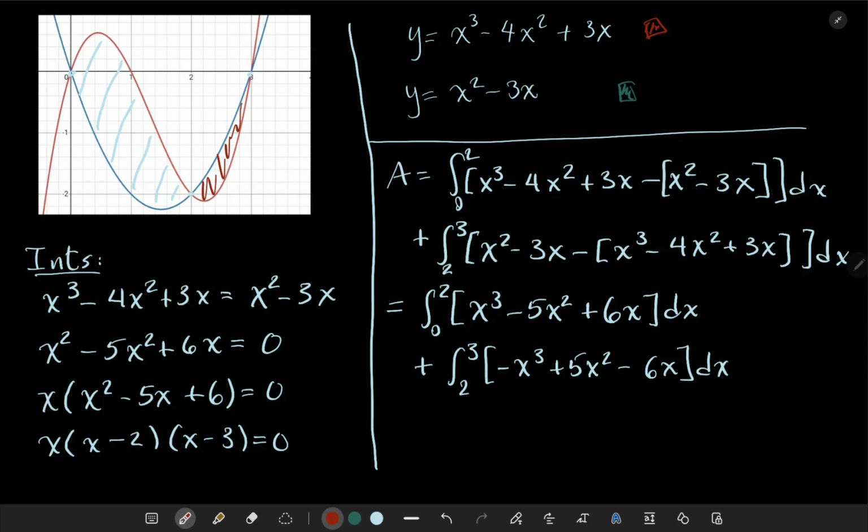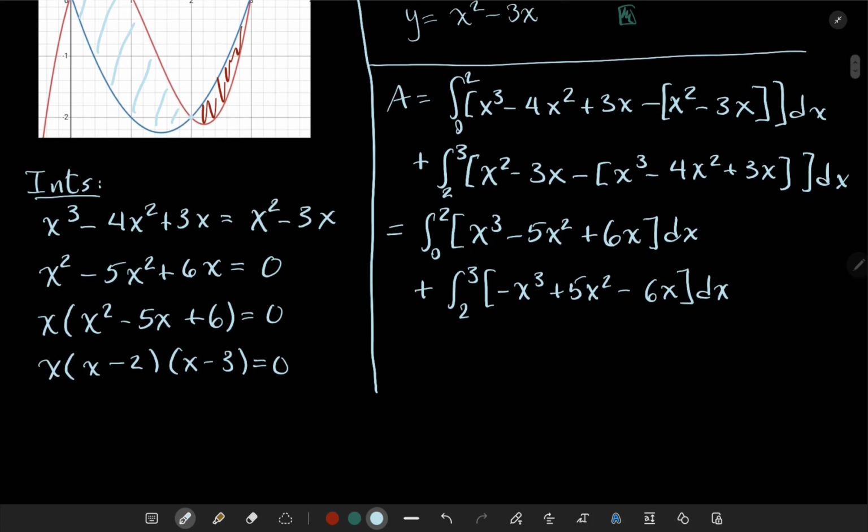So from 0 to 2, you get this one, and then from 2 to 3, you get the rest of the area. All right, and now it's just a matter of integrating and evaluating. So let's go ahead and do that real quick. So here I get x to the 4th over 4 minus 5/3 of x cubed plus this is going to be x squared over 2, which is going to result in a 3 here, 3x squared. All of it between 0 and 2. And then minus, I'm going to copy the same integral.